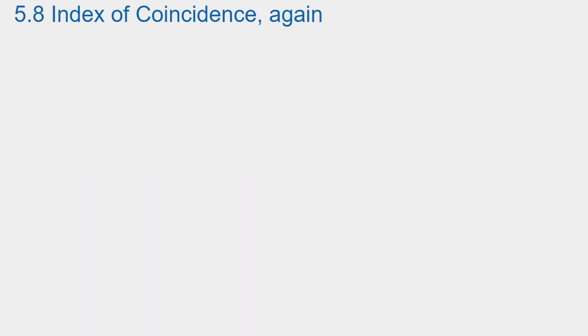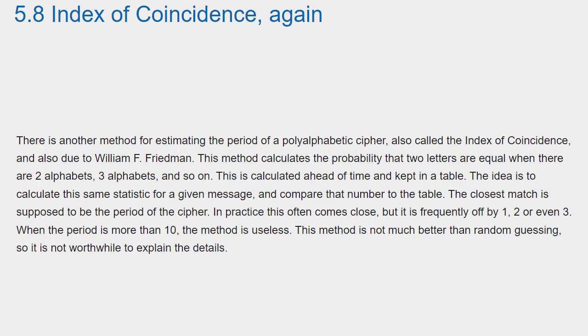Section 5.8. Index of coincidence, again. There is another method for estimating the period of a polyalphabetic cipher, also called the index of coincidence, and also due to William F. Friedman. This method calculates the probability that two letters are equal when there are two alphabets, three alphabets, and so on. This is calculated ahead of time and kept in a table. The idea is to calculate this same statistic for a given message and compare that number to the table. The closest match is supposed to be the period of the cipher.